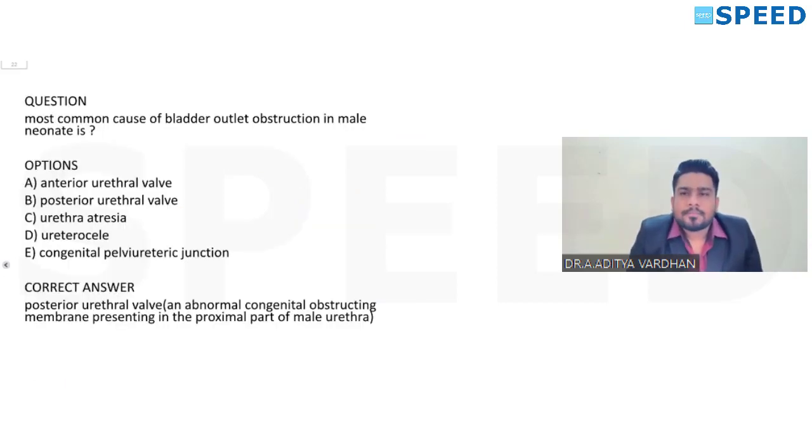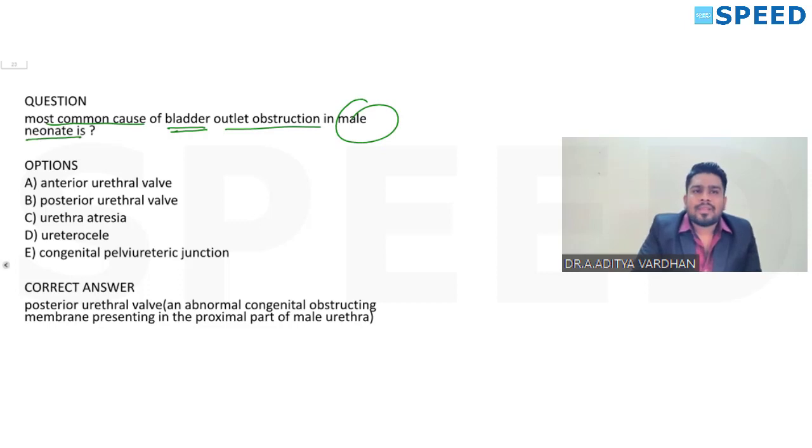Okay. Now let's get to the next question. This is also a typical question from INI-CET. Have been asked a lot of times in the exam, and I will discuss with you a lot of things in depth so that you will be resistant to INI-CET and you will be cracking the exam very easily. Here, the question they have asked is most common cause of bladder outlet obstruction in male neonate is.